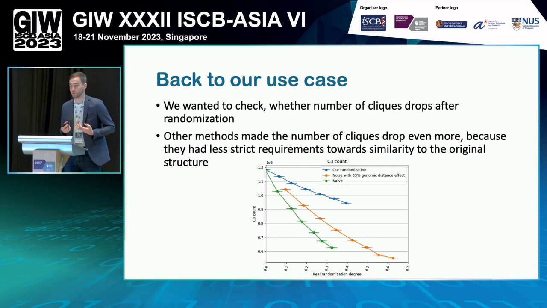Now, back to our use case. So we wanted to check whether the number of cliques drops after the randomization. And you can see that the number of cliques that is found in the dataset drops indeed. However, not as fast as with other techniques. It makes sense because our requirements are much stronger, and well, we ask to keep both node degrees and link lengths, whereas those other methods are not requiring that much. However, the point is it drops.